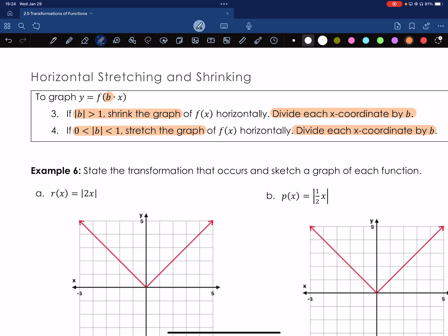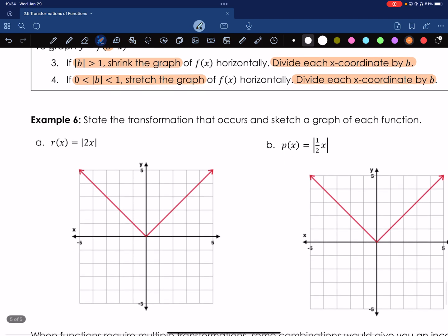So again, now we're thinking about pulling it apart horizontally or pushing stuff together horizontally, compressing it or shrinking it versus pulling it apart. So if it's a shrink, it's going to get more narrow. And if it's a stretch, it's going to get more wide. Okay. So, again, these don't come up very often because they are confusing. Okay. So here we go.